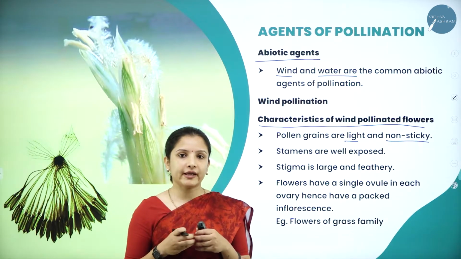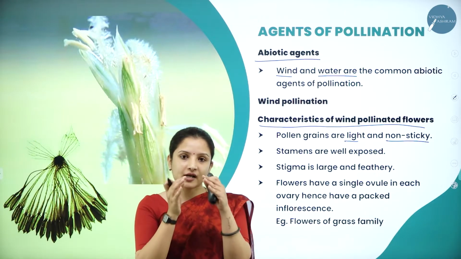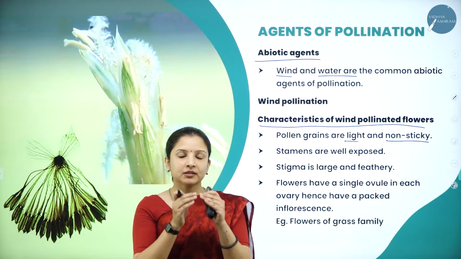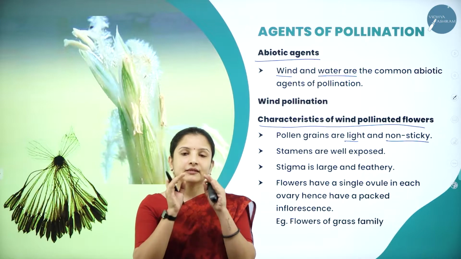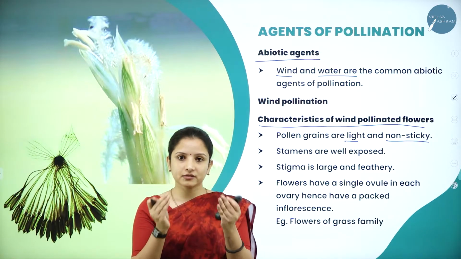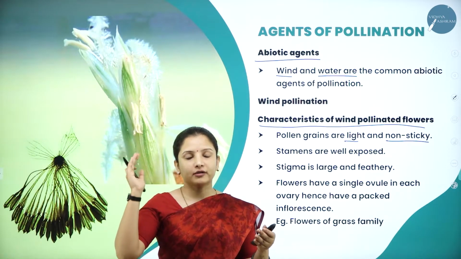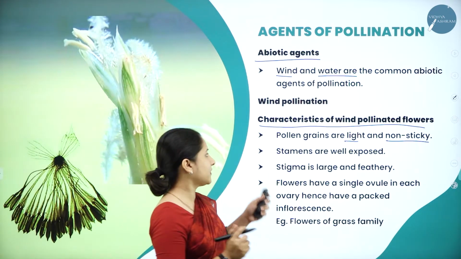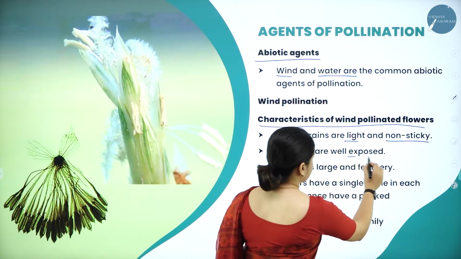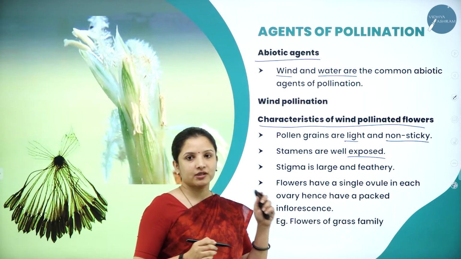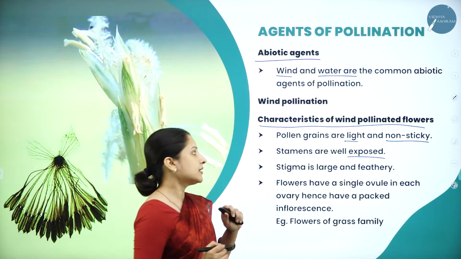Why should they be well exposed? Because if they are covered by the petals or the other flower parts, or if the anthers are not exposed, then the wind cannot easily carry the pollen grains. That is why the stamens, especially the anthers, should be well exposed.